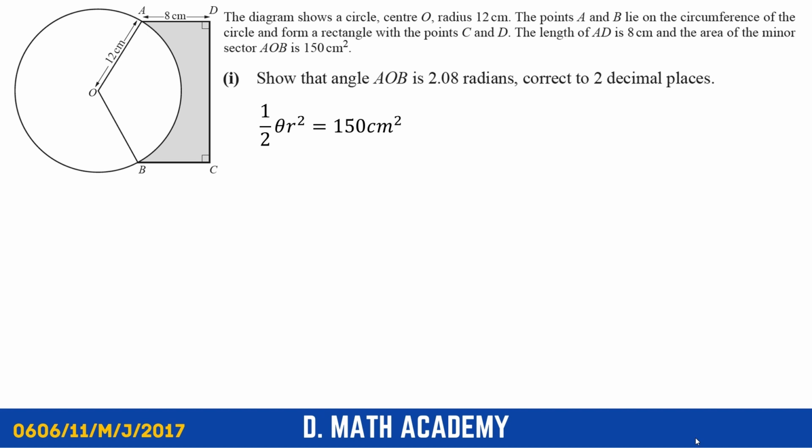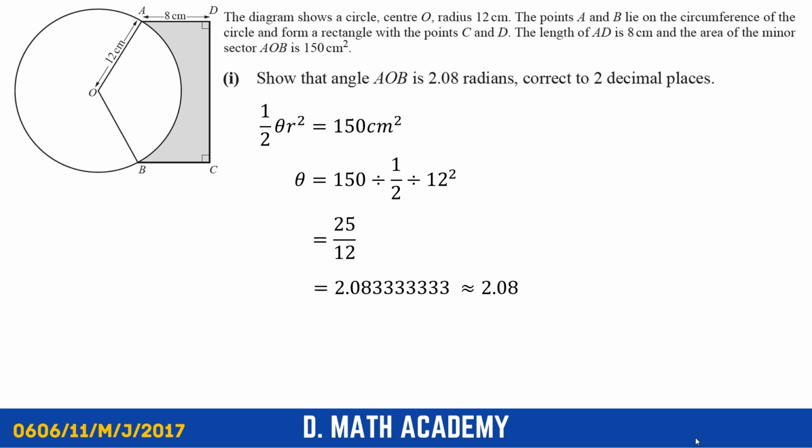So half times theta times r squared equals 150. Theta equals 150 divided by 1 over 2 divided by 12 squared. By doing so, you will get your final result as 25 over 12, which is 2.08333333, which translates into 2.08.